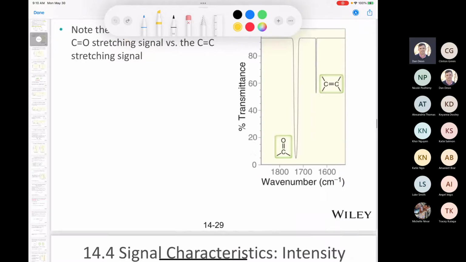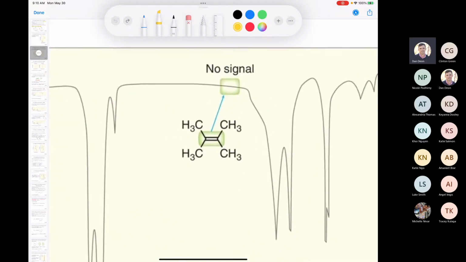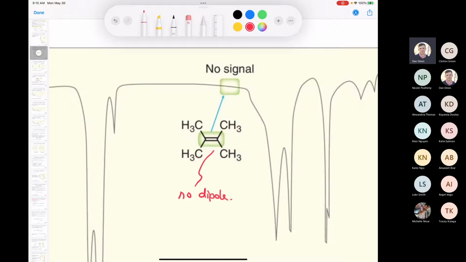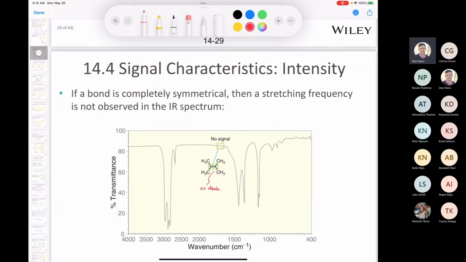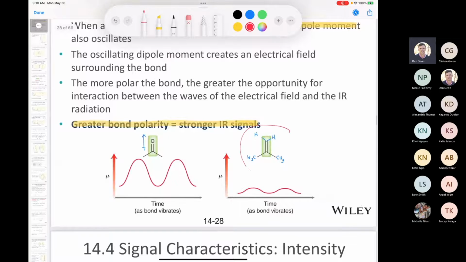Let's take another look at a compound that is completely symmetrical. This is 1,2-dimethyl-2-butene, this compound here, and we haven't learned how to name alkenes, but you see how this compound is completely symmetrical. Therefore, there's no dipole in here at all. No dipole whatsoever. And if you're thinking, well, Mr. Dion, I thought you said there was a dipole between a carbon-carbon double bond. No, there's a dipole between them when they're not symmetrical.